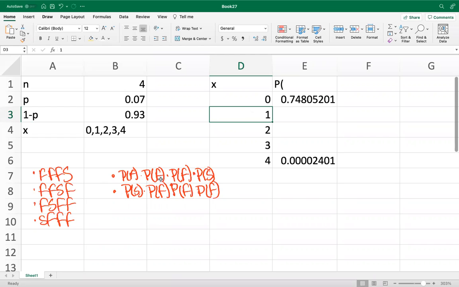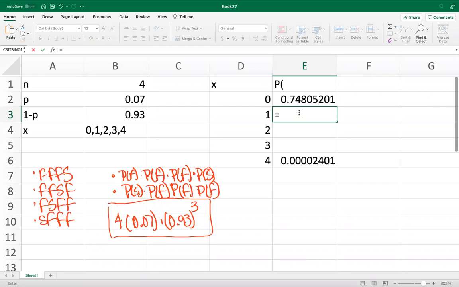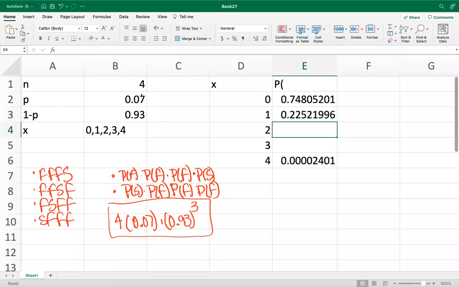So as long as we record one of these and just multiply it by 4, we're able to plug it into this one here. What we're looking at is probability of success 0.07 times the probability of failure 0.93, and we have 3 copies of that. We have 4 different scenarios where this is going to happen. And we could just plug that in right here. So equal to 4 times 0.07 times 0.93, raised to the power 3. And that's what we have here.